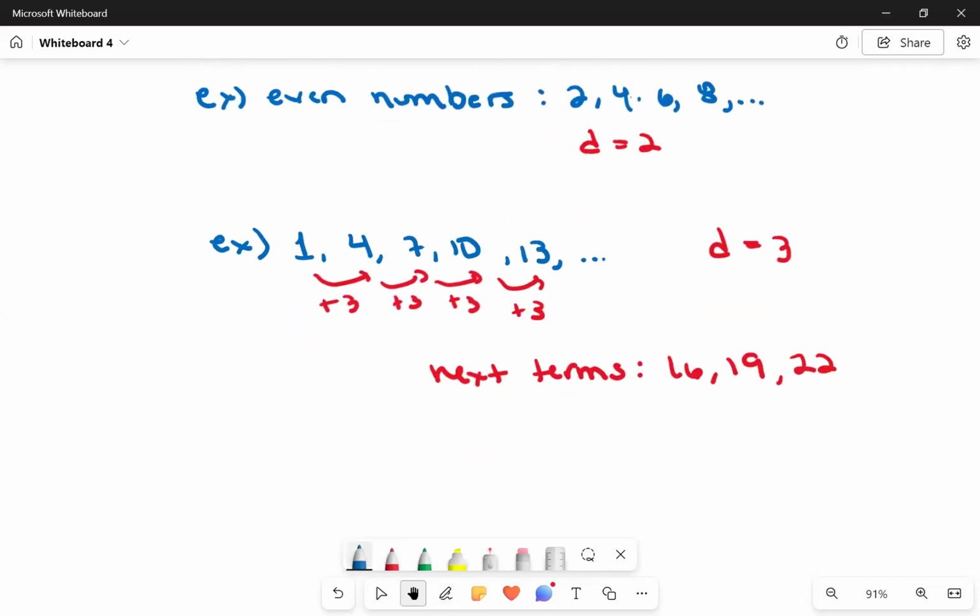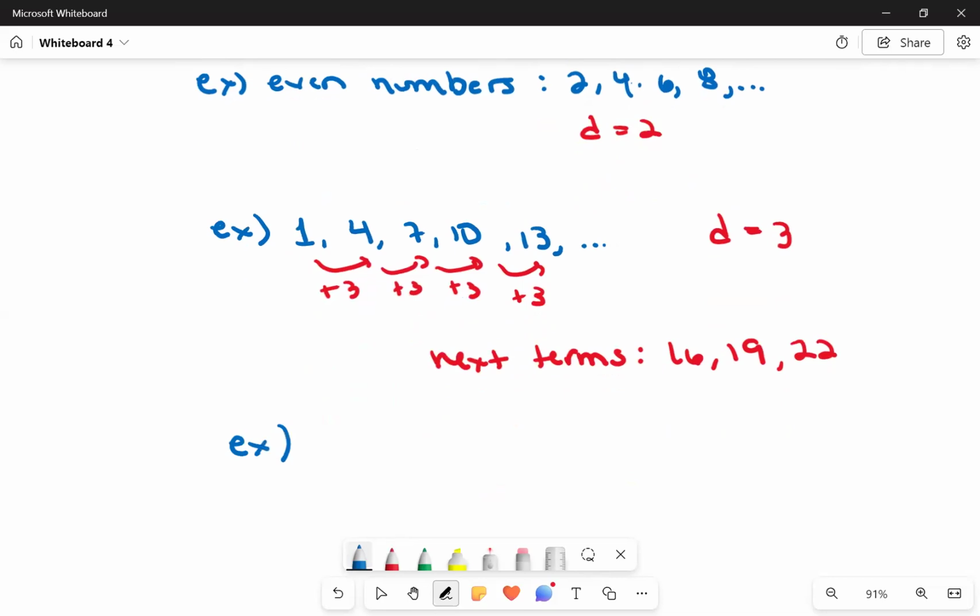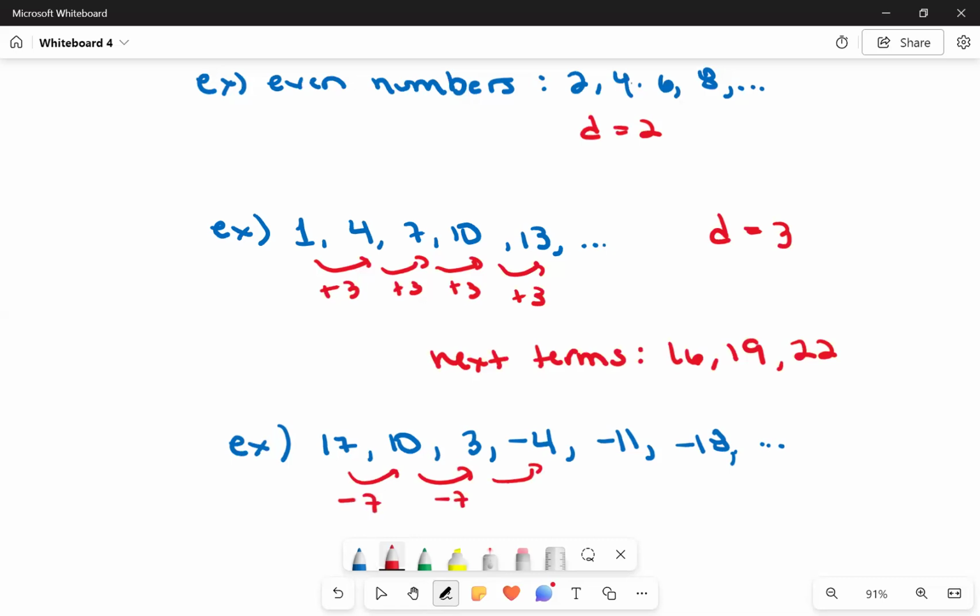Okay, let's try another one. Let's see. 17, 10, 3, -4, -11, -18, dot, dot, dot. Okay, so this time we're actually not adding a positive number. We could think of this as adding a negative or subtracting a number every time, which we are allowed to do. That was under the definition of arithmetic sequence. So each time we are subtracting 7. So in this case, the common difference is -7.